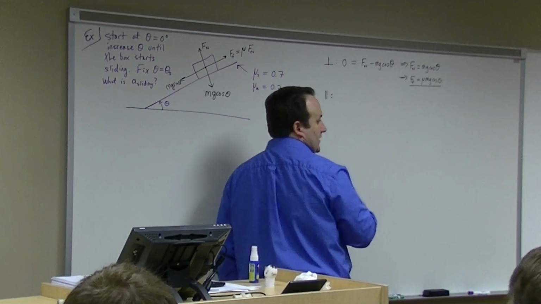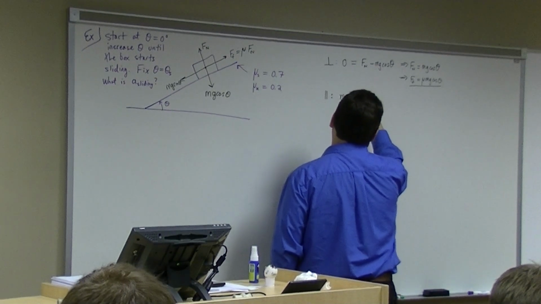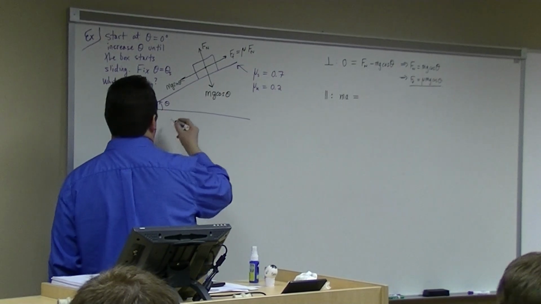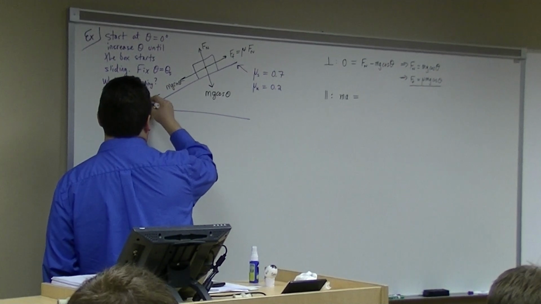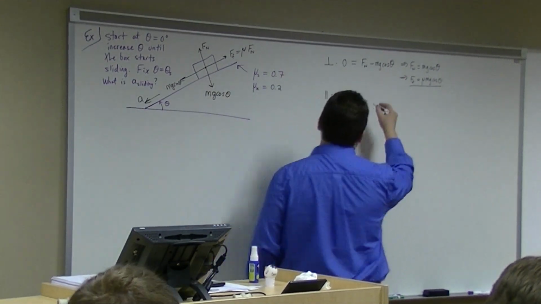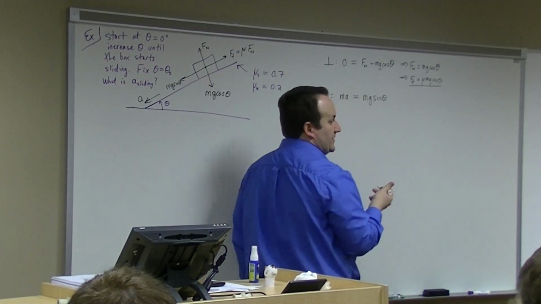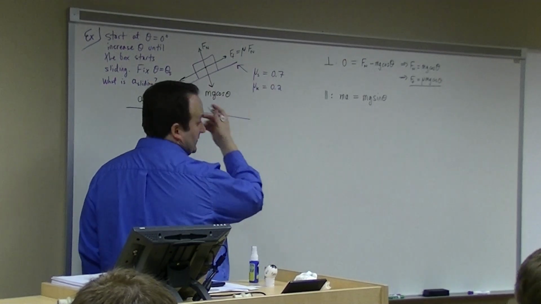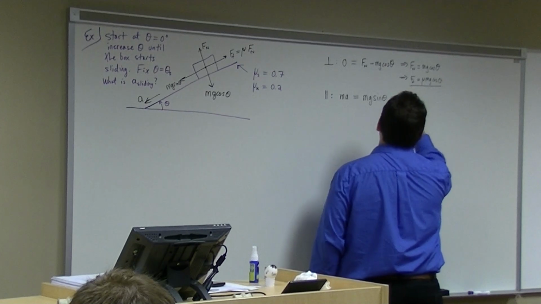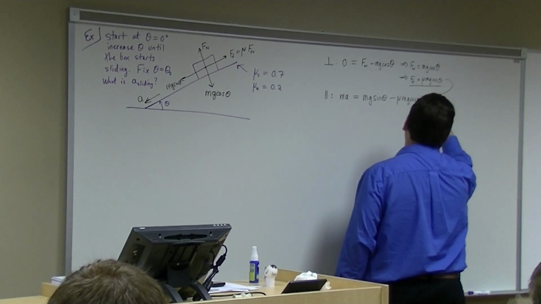The parallel case. Okay, so there I have ma, right? Let's just say acceleration down the plane is positive, okay? If I say that, then we got mg sine theta. What else is parallel? Oh, the friction force, right? Minus the force of friction. It's minus mu mg cosine theta, using that right here.